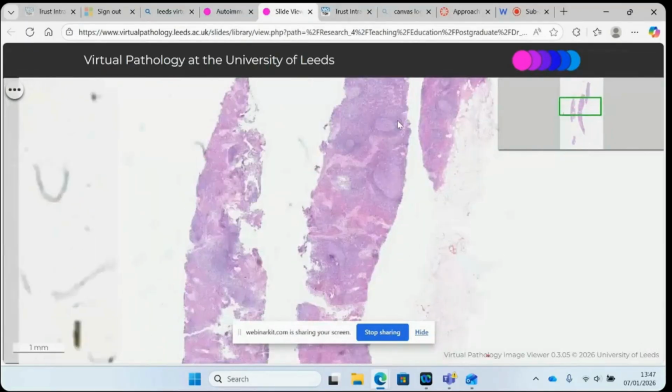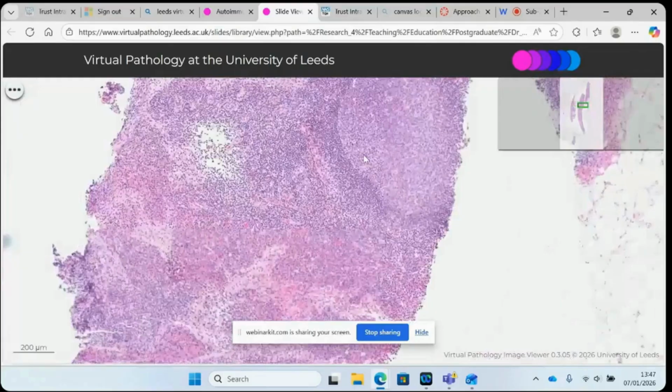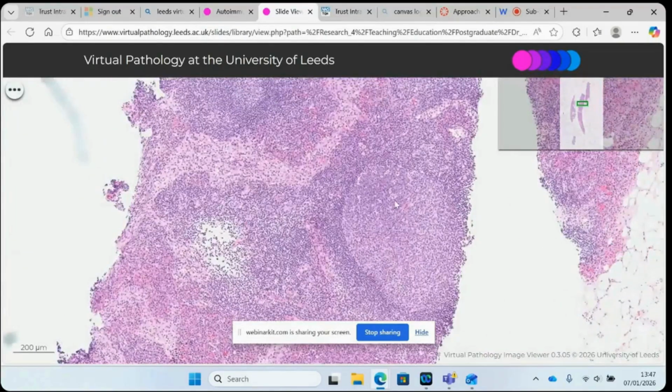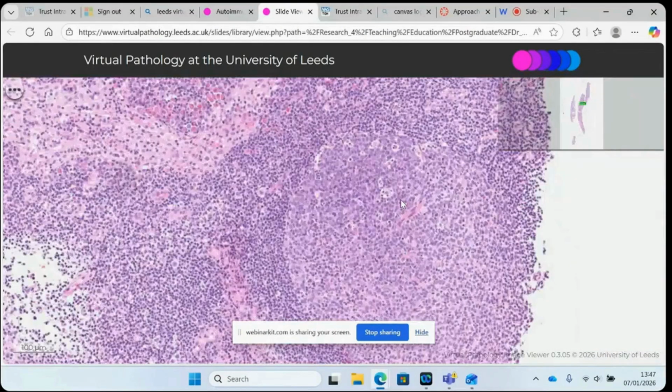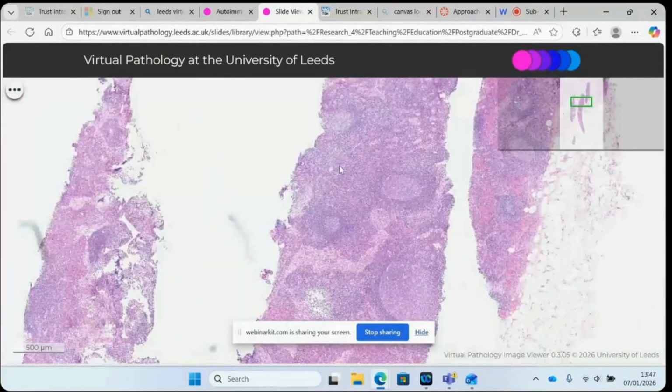So let's look at one of the follicles here. This is clearly reactive. We've got all the features we need. We've got polarization, a lighter area, a darker area. We've got a mantle zone, which is polarized. It's thicker there, it's thinner here. We've got tingible body macrophages, nicely shown up here. You can see them even at low power.